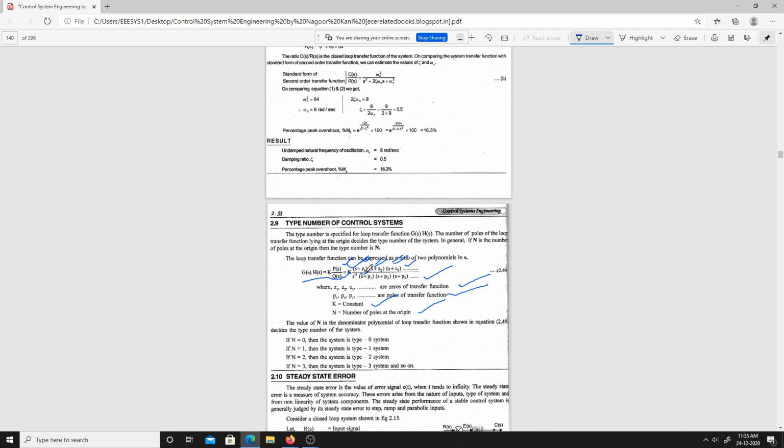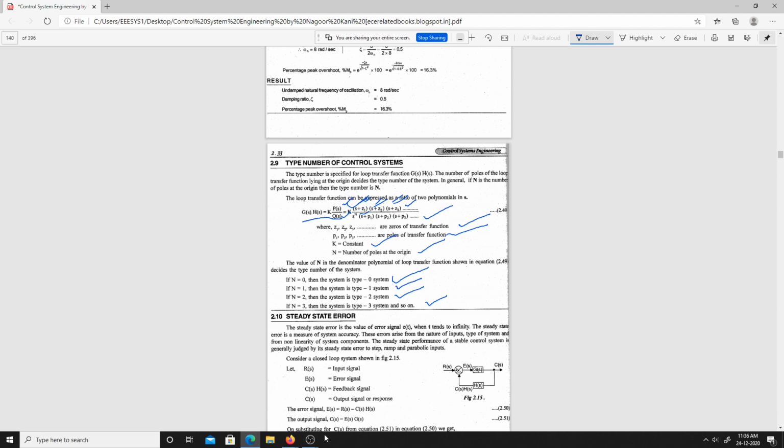So the value of n in the denominator polynomial of a loop transfer function decides the type number of a system. If n equals 0, that is a type zero system. If n equals 1, it is a type 1 system, n equals 2 is a type 2 system, n equals 3 means a type 3 system, and so on. Is it clear? I hope that everyone got a clear idea about the type number of a system.